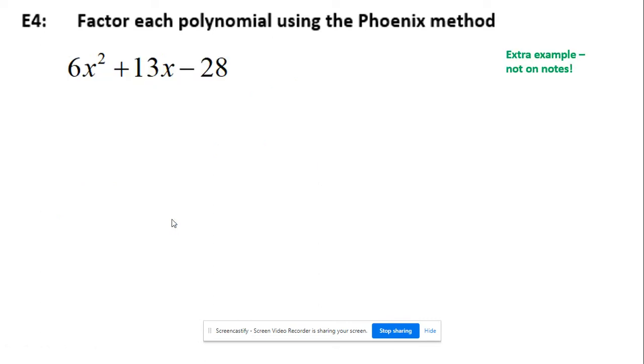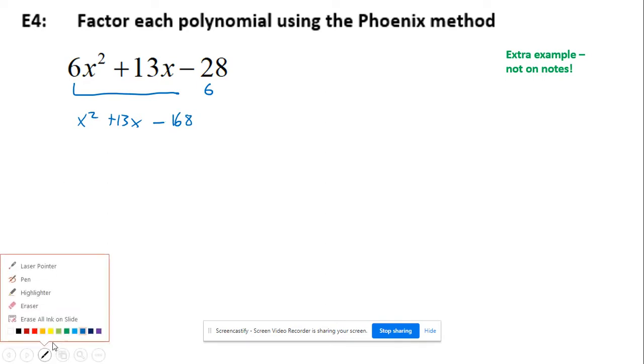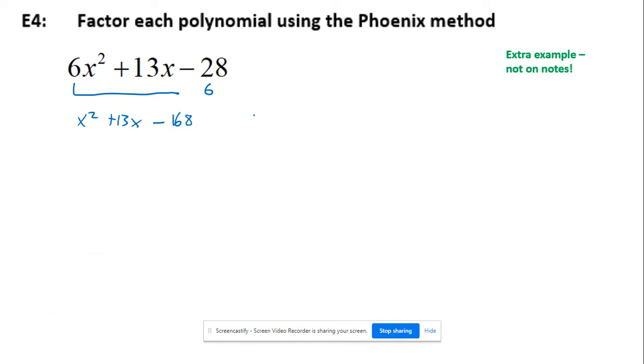Okay, one more example. It's not on your notes, just another one with a negative and some big numbers. We're still going to follow the same process where I bring the 6 over and I multiply. So I have x squared plus 13x, and then negative 28 times 6 is negative 168. That is a huge number at the end, and that's going to make my life fairly difficult. I'm going to need to find numbers that multiply to negative 168 and add together to equal 13.